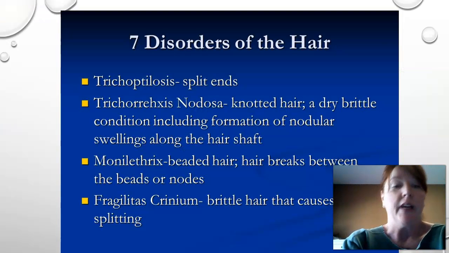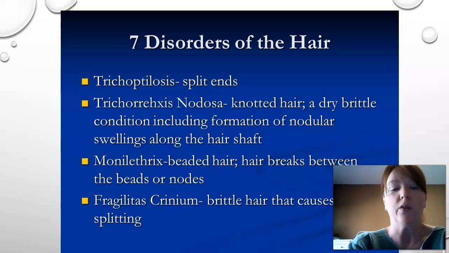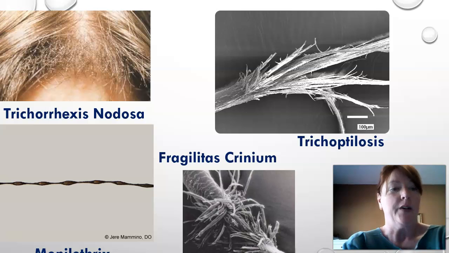Seven disorders of the hair. Trichoptilosis is split ends. Trichorrhexis nodosa, or knotted hair, is a dry, brittle condition including formation of nodular swellings along the hair shaft. Monilethrix is beaded hair, and the hair breaks between the beads or the nodes. Fragilitas crinium is brittle hair that causes splitting. So here are some visuals of those.